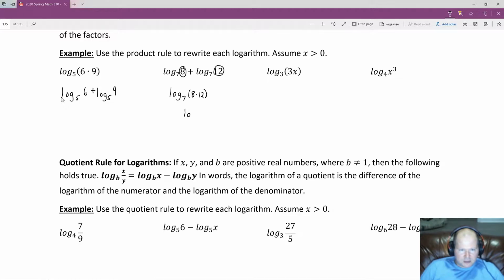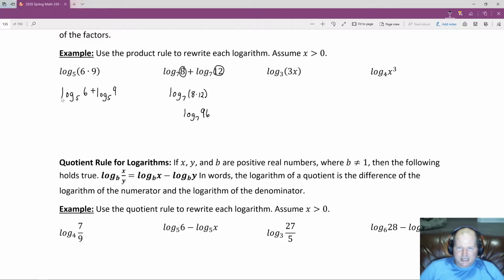So we'd go to log base 7 of 8 times 12, which is 96. Just like that. And we can't simplify that, at least not nicely. So that's it. Okay, move on to the next one.